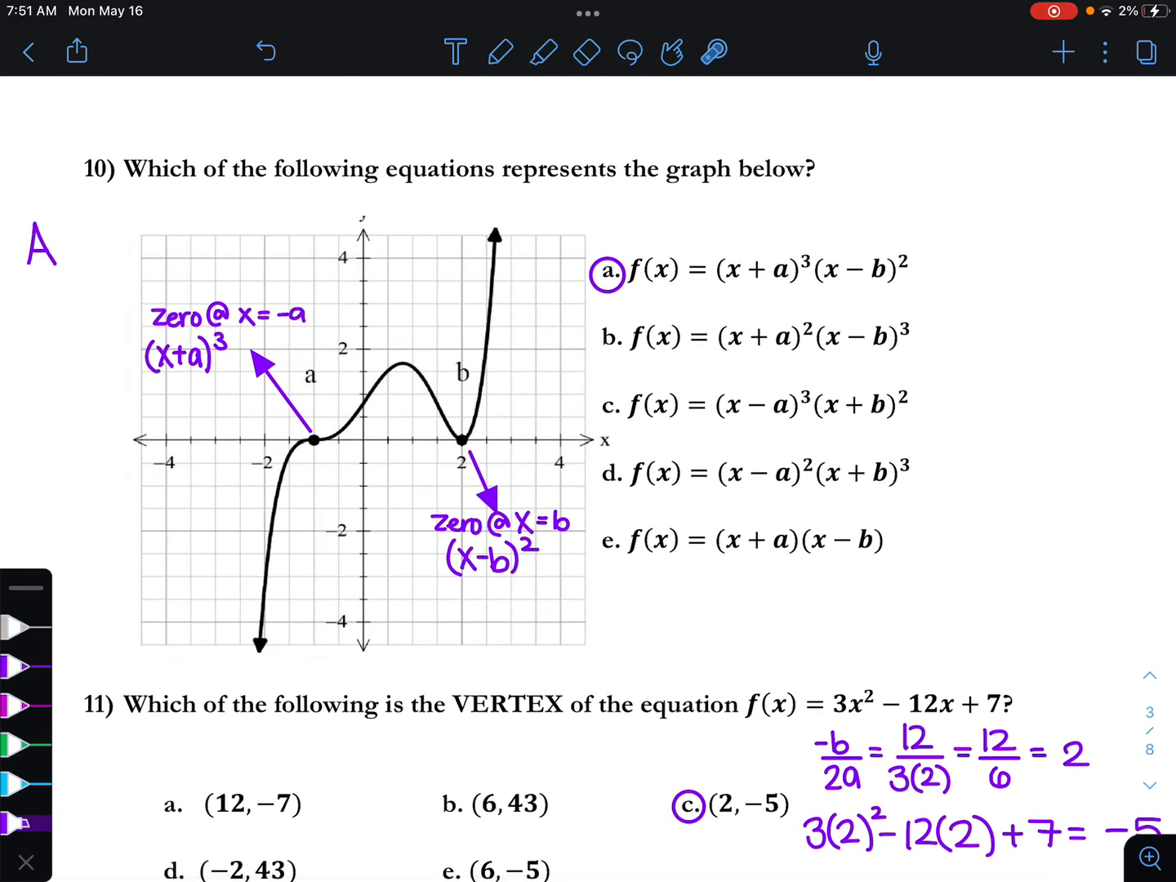Next, which of these represents the graph below? So we're looking at our zeros. This one kind of snakes through A, so we know it's going to be a cubic. It's going to be cubed, or multiplicity of 3. Since this is a negative, we're going to write A plus 3 and then cube it. This one is a bounce, so it's going to be a multiplicity of 2. Since B is positive, it's x minus B, and we square it. And so A is our answer.